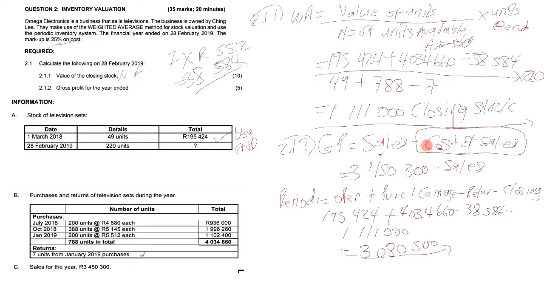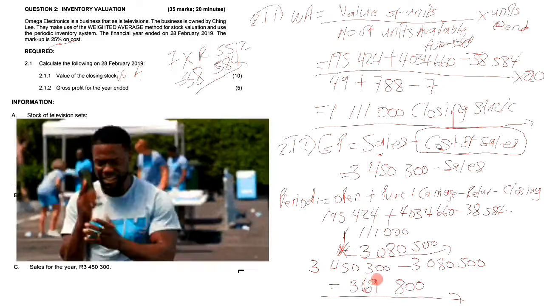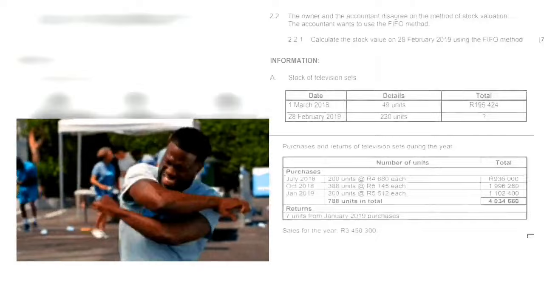Now you go back to your formula, which is sales. Remember, our sales amounted to 3,450,300. You minus this cost of sales of 3,080,500, meaning our gross profit will now be given as 369,800. Right, so our gross profit will amount to 369,800.